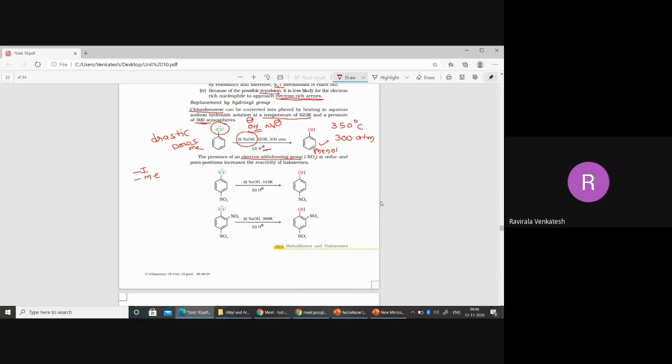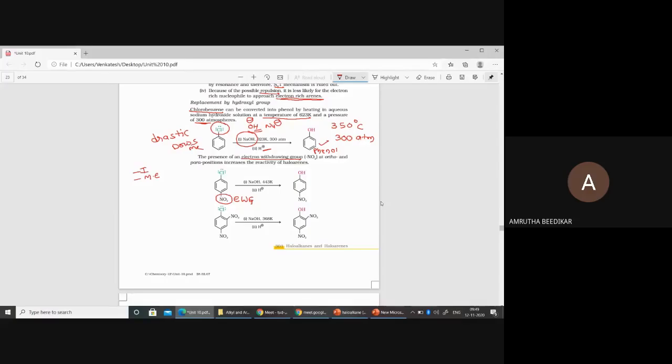So here I have taken NO2. You can take any withdrawing group, like cyanide, CHO, NO2, or halogens. But I have taken the NO2 group here, which is called an electron withdrawing group. So the presence of electron withdrawing groups makes haloarenes readily undergo nucleophilic substitution reactions. How to enhance the rate of reaction? Tell me. How to make the reaction simple?